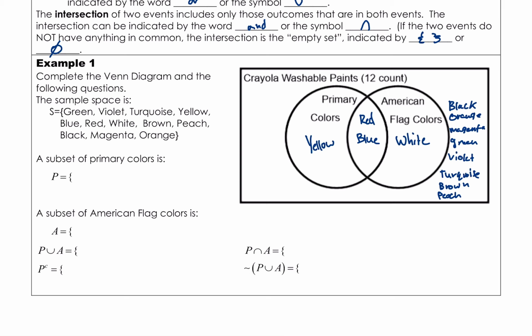It says the subset of primary colors. Now I need to write down the subset of primary colors. Well, primary colors include red, yellow, and blue. So that would be my subset of primary colors. Now my subset of the American flag colors would be red, white, and blue.